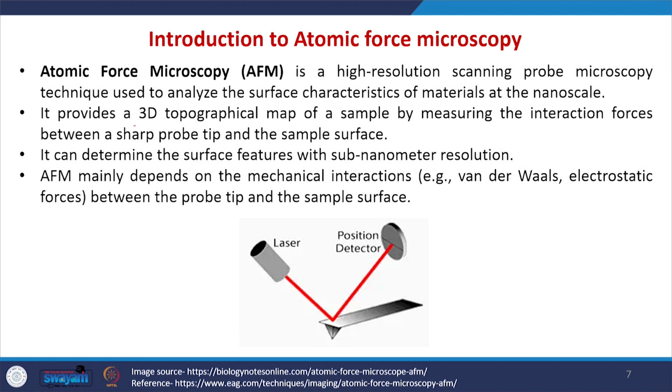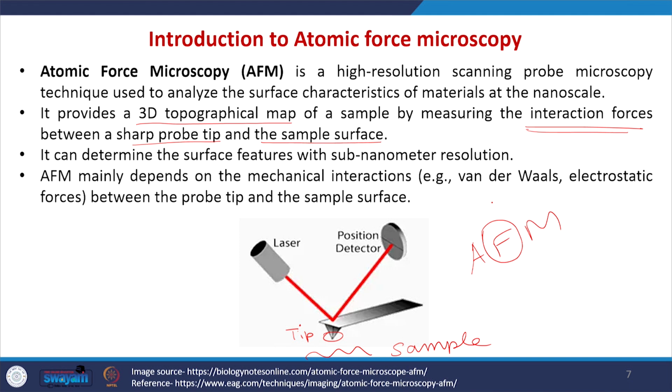Let us learn about AFM in more detail. AFM provides a 3D topographical map of a sample by measuring the interaction forces between a sharp probe tip and the sample surface. So, this measures the interaction forces between the tip and sample. That is why it is called AFM. It is measuring the interaction force, that is why it is called an atomic force microscope. Whereas, in the case of STM, it is measuring the tunneling current, so it is called a scanning tunneling microscope.